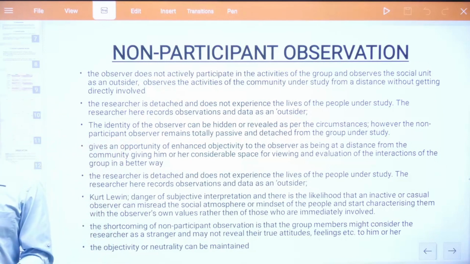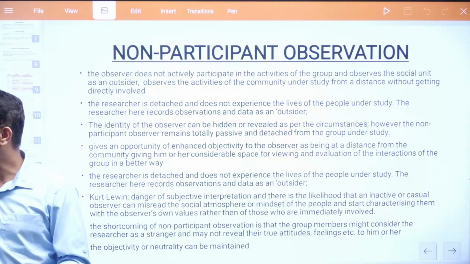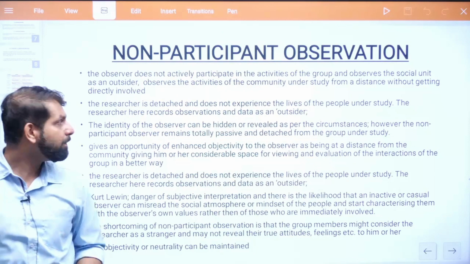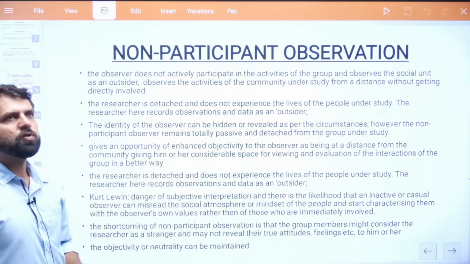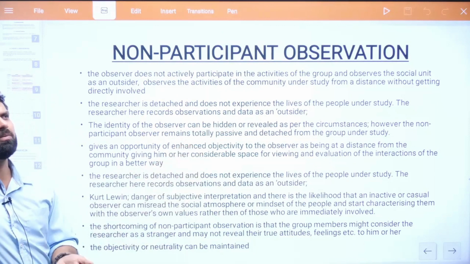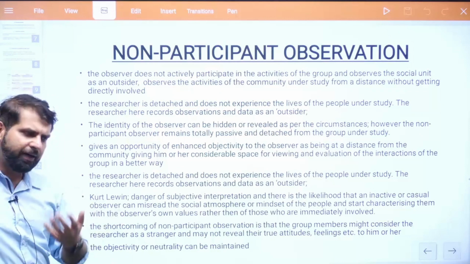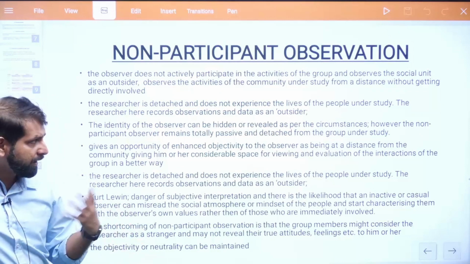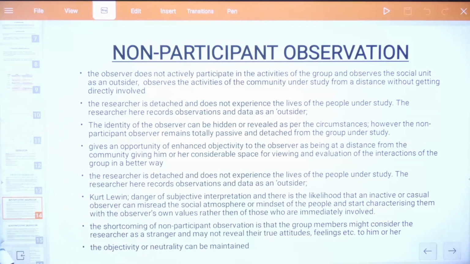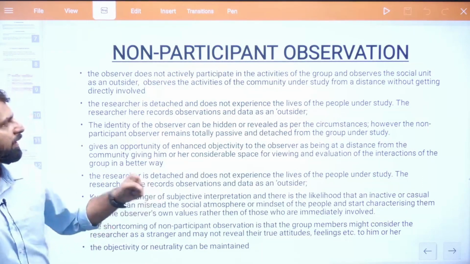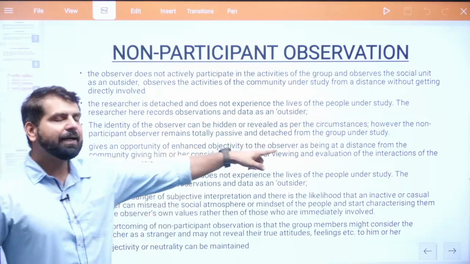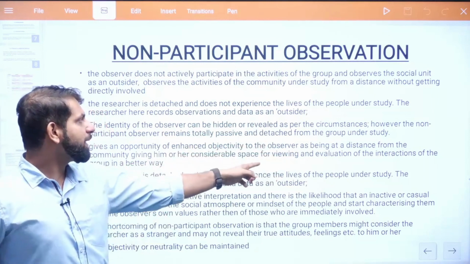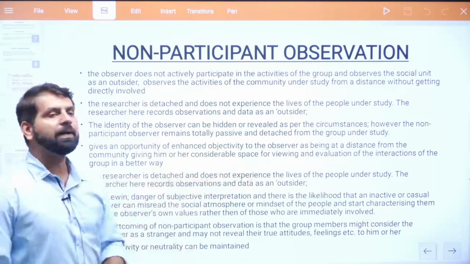As per the circumstances. However, the non-participant observer remains totally passive and detached from the group under study. So it depends upon the condition, you can reveal your identity or you can conceal it. It's up to you, depending on the prevailing situations. Okay, so the advantage here is that being at a distance from the community gives the researcher space for viewing and evaluating the interaction of the group in a better way.